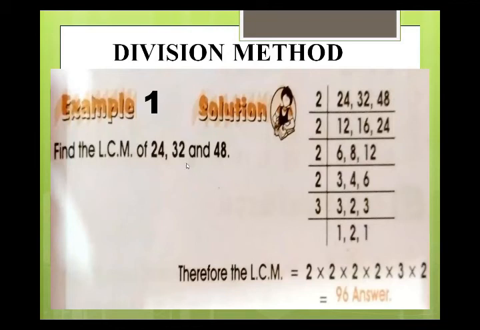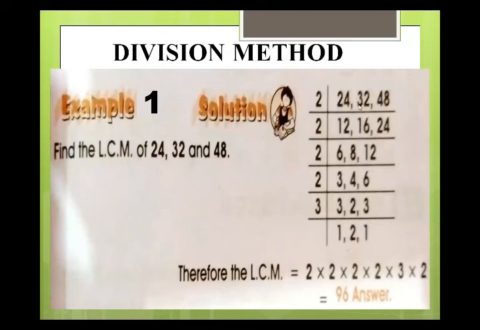In the division method, you just find the prime factors by division. We discussed this method also in chapter number 2, which is the highest common divisor. So if you understand this method, you will easily understand that method. Find the LCM of 24, 32, and 48 by using the division method.